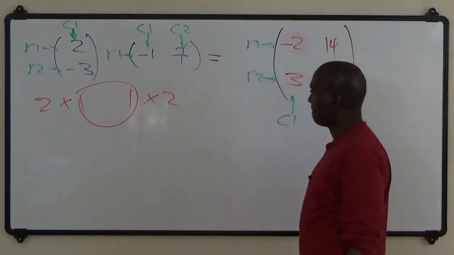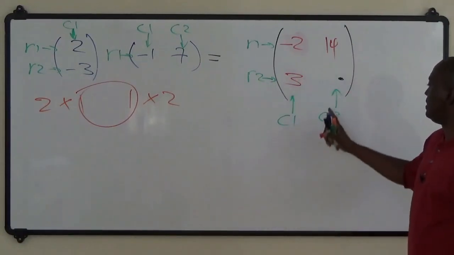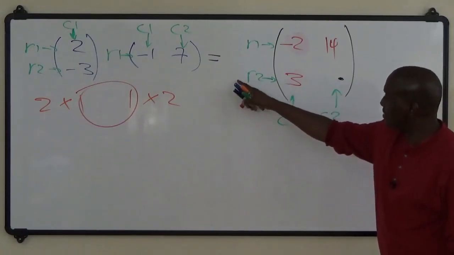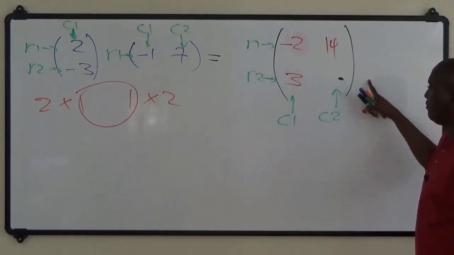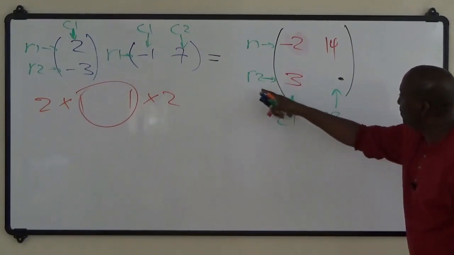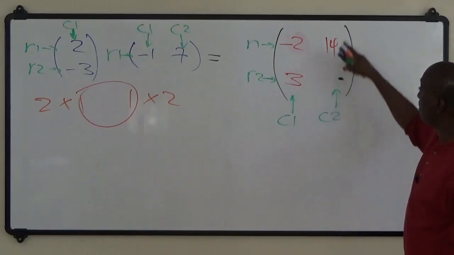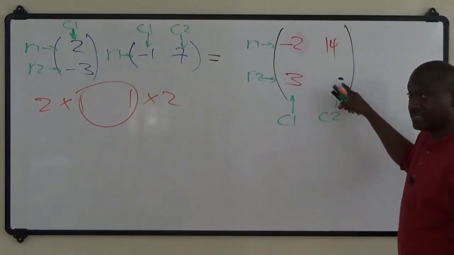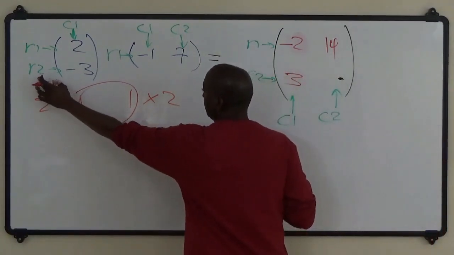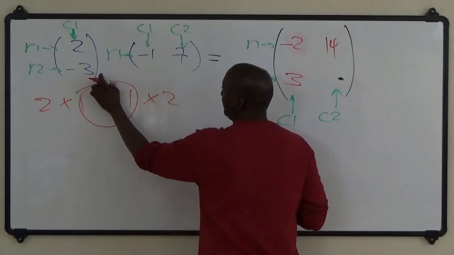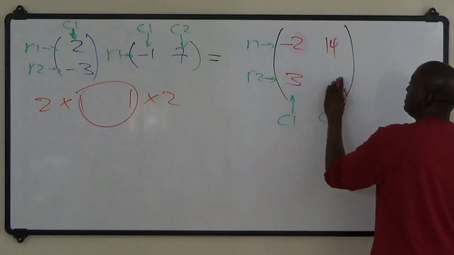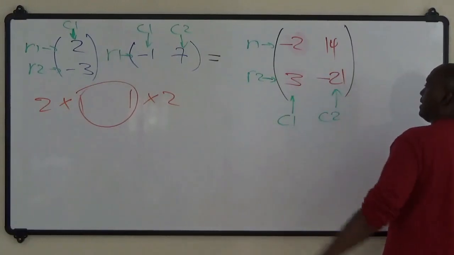And similarly, the quantity that will be located at the intersection of the second row of matrix C and the second column of matrix C will be formed by the interaction between the second row of matrix A and the second column of matrix B. Minus 3 by 7 is minus 21.